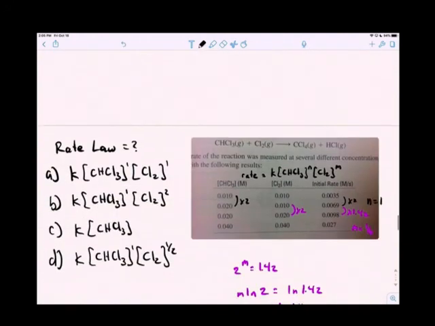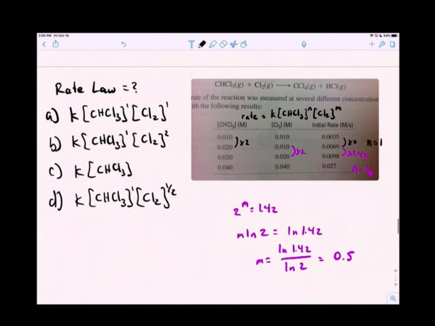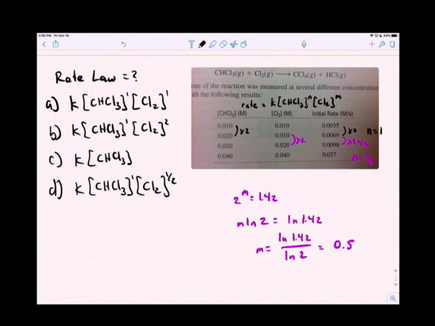Okay, so let's see if you can do this one. Give it a try. Go ahead and pause and work on it. But the rate law here, I tried to be a little sneaky because actually this is the fractional rate law. So the answer is D.